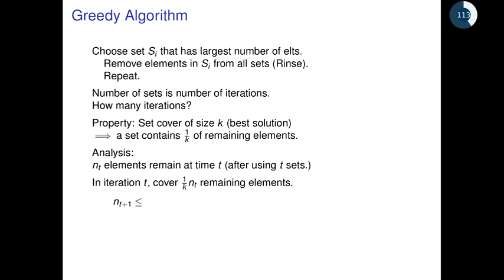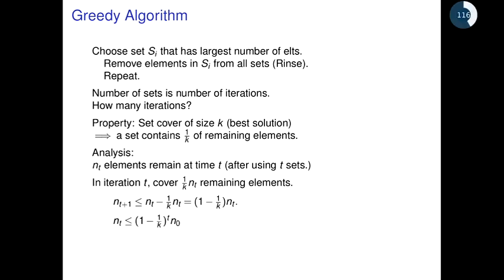So nt plus 1 is less than, you might have covered more, right? You might have covered more of these items. So that's why there's a less than or equal to. So you know you cover at least this many items, so you throw them out. So the number of items you still have to cover is nt minus this many. And there's this crazy thing you can do. You can factor out the nt.